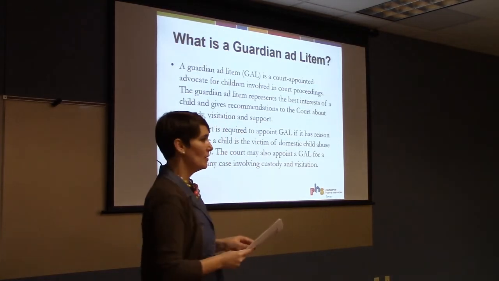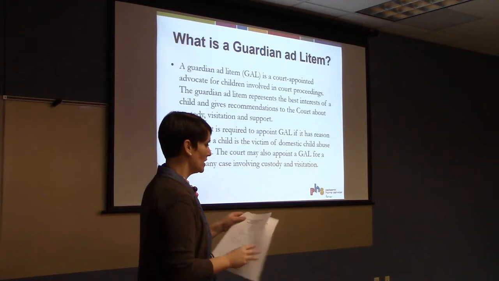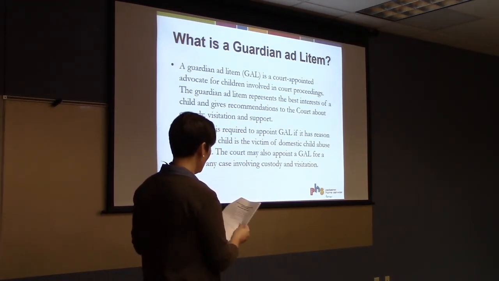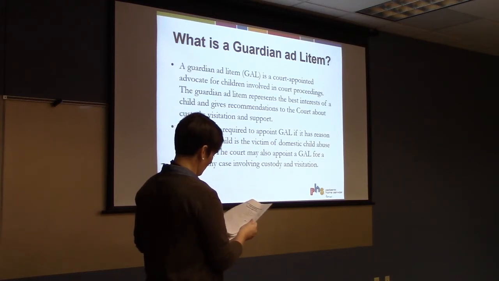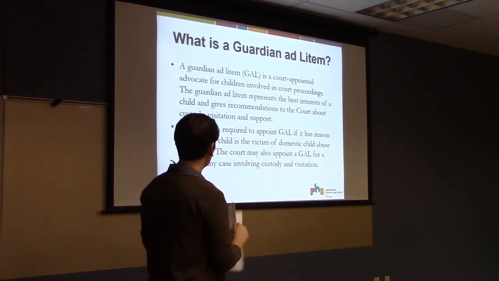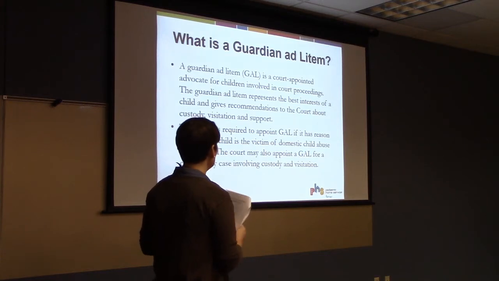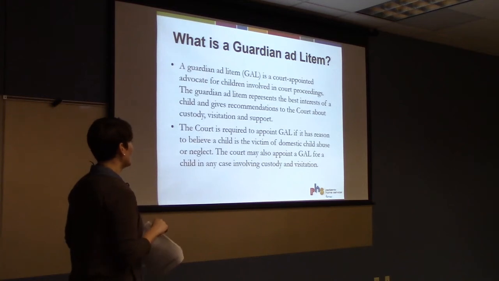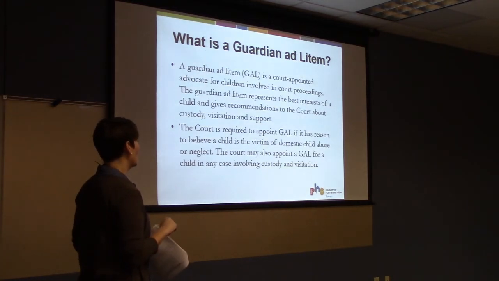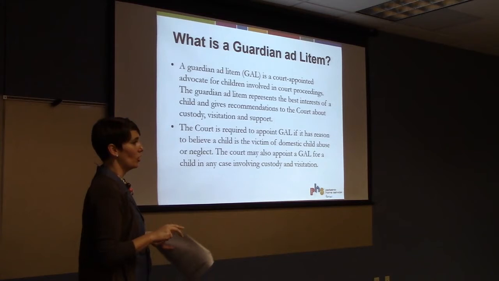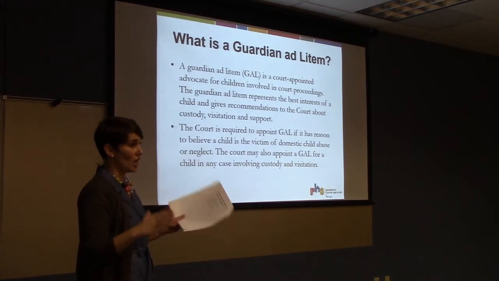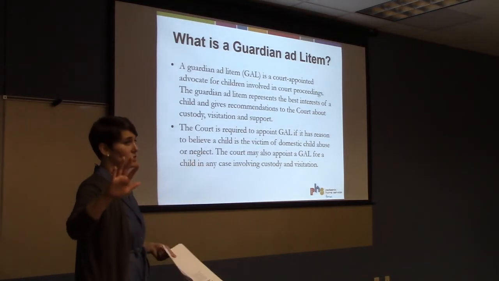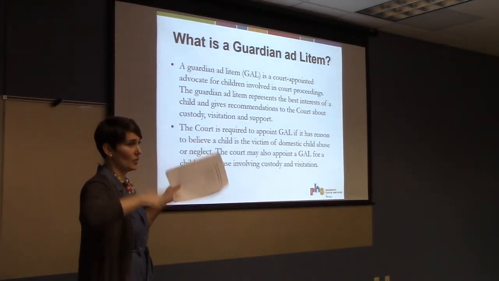So some of us have been working with a guardian ad litem, and we wanted to just let you know what that is. It's a court-appointed advocate for children involved in court proceedings. They represent the best interest of the child and give recommendations to the court about custody, visitation, and support. So they are there to support the child. They're not there for mom's interest or dad's interest, foster parents' interest, adoptive parents. It's all about the kid.